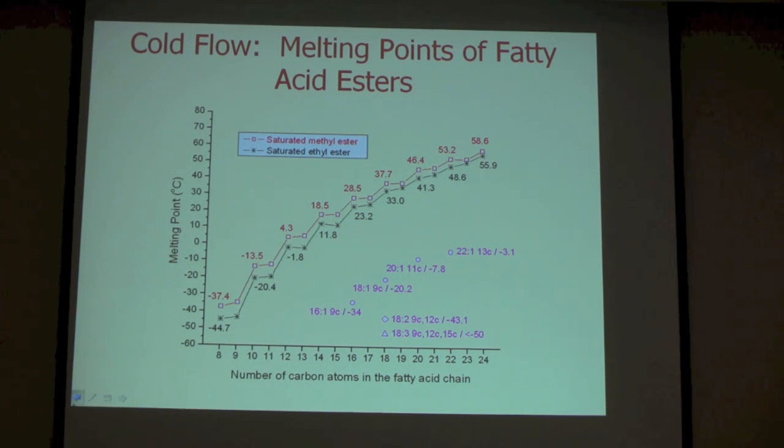One of you asked about ricinoleic acid or methyl ricinoleate. In biodiesel it's up there, about minus 3.1. And then I've added another compound here, methyl palmitoleate, which is a C16 compound with one double bond in the chain. It has a melting point of minus 34. And I put that up there because I think that's a potentially interesting compound to enrich in biodiesel. So next slide, please.